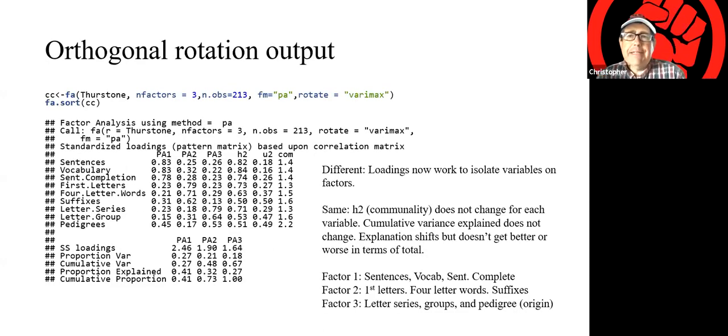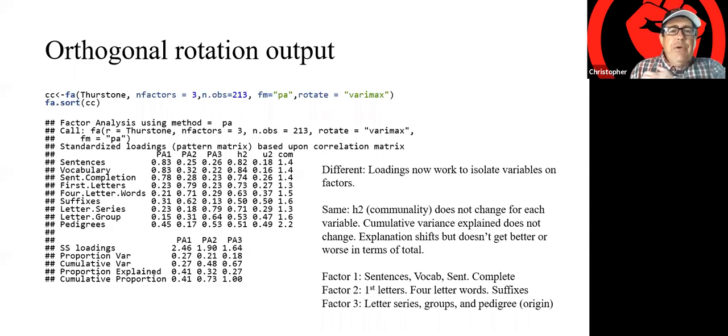In running the orthogonal rotation, we have basically the same code, but where it used to say rotate equals none, now it says rotate equals varimax. And there's a whole host of different approaches available in the psych package that you can read up on for different rotations. Very easy to implement them. You just need to know what the name is.